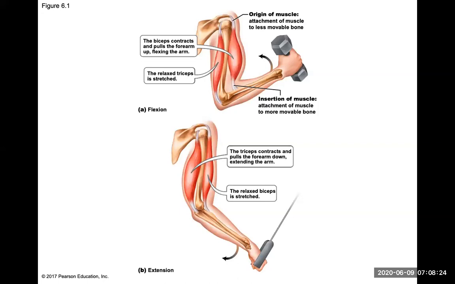So here's a look at your biceps contracting while the triceps relaxes as you flex your forearm. In order to extend your forearm and move it down, the tricep will contract and the biceps will relax.